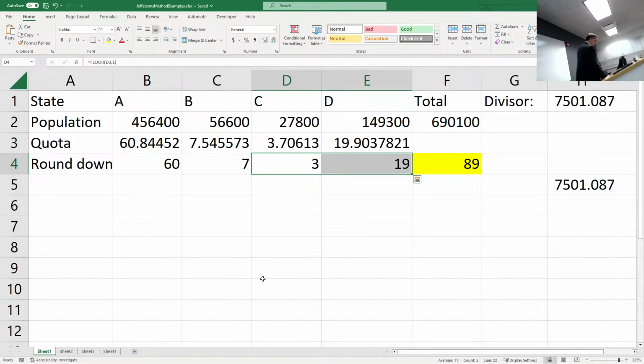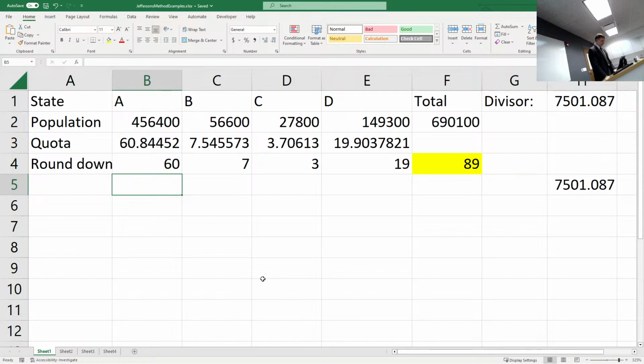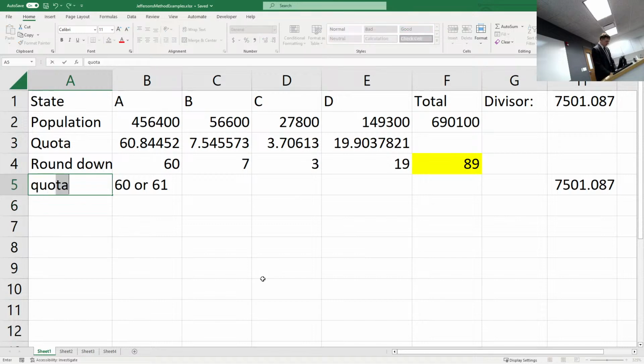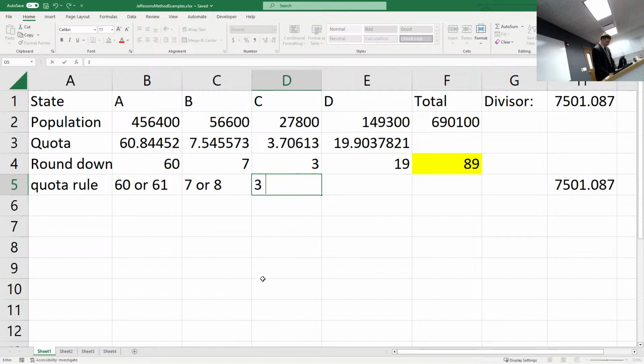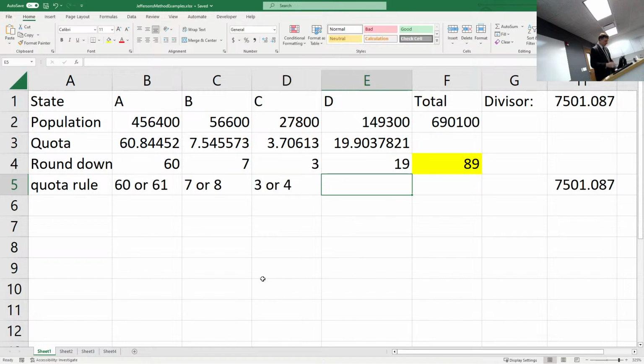Now, before I go on, and this especially so that we can answer that question about the issues, we might want to do this. Just jot down that this state should either get 60 or 61 according to the quota rule. In fact, maybe I'll just jot this down right here. This will be quota rule. This state should get either 7 or 8. This one should get 3 or 4. This will help focus us when we answer that question. This is 19 or 20.